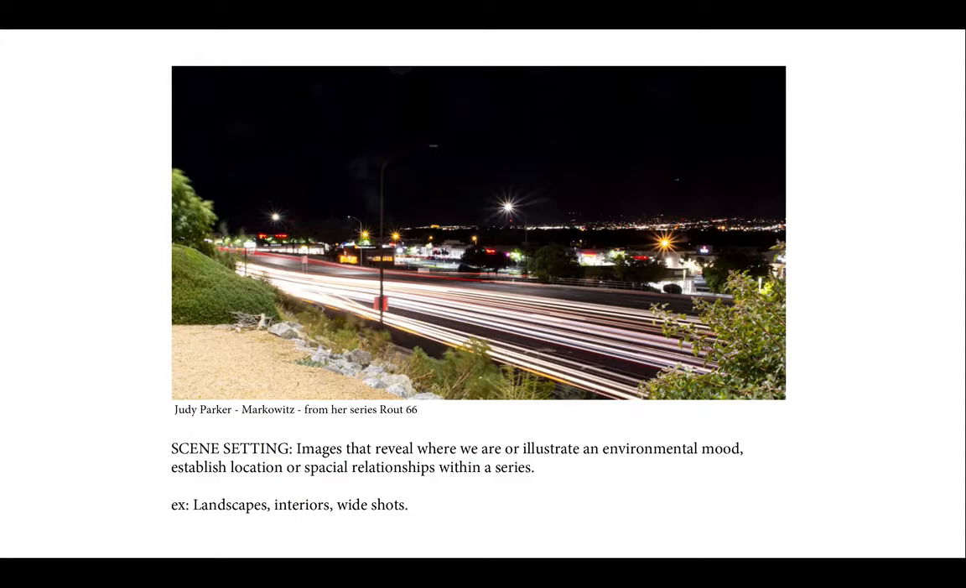When you talk about scene setting, that can mean a lot of different things, but in general, whatever type of documentary or story you're trying to tell, it generally has to take place somewhere. And so scene setting images, I think, are really important because they reveal where we are, illustrate the environment or the environmental mood, or establish a location or spatial relationship for a photo series. That could mean landscape shots, interiors, in a room. Really, it's just wide shots that set a scene and tell us where the story is taking place. It could be more than one place, right? If you're doing a documentary on America, then scene setting shots will look very different throughout the series. But regardless, you need some shots that establish where we are.